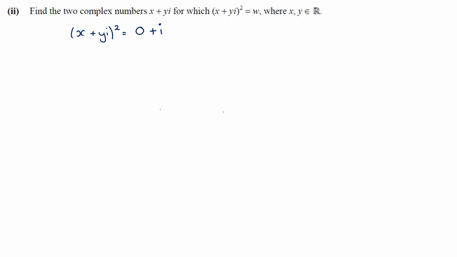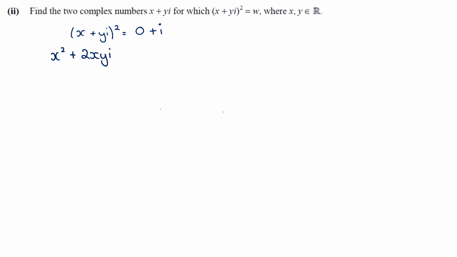So what we're going to do is expand out that left hand side. I'm going to use my shortcut for squaring. So we get x squared plus 2xyi plus y squared i squared, and that should all equal 0 plus i. Cleaning that up a little bit, we get x squared minus y squared when we sub in for i squared, plus 2xyi, and that equals 0 plus i.